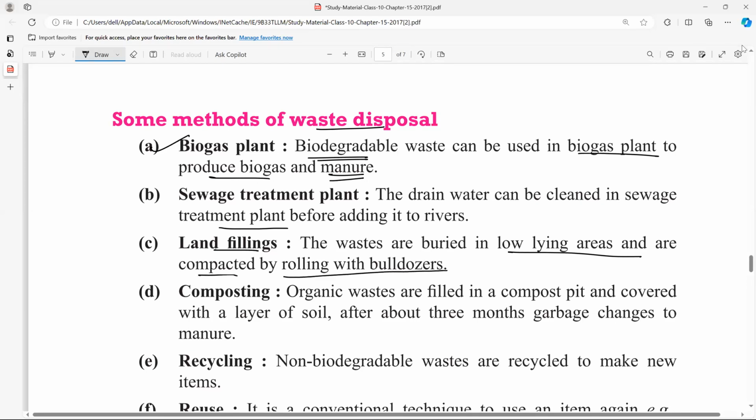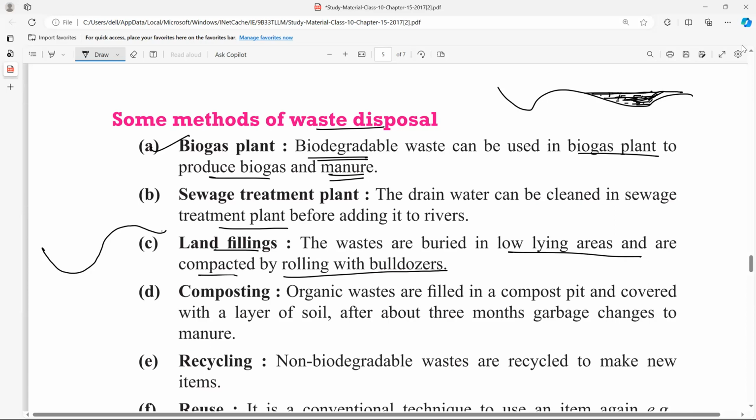Okay, so like we have some areas which are having pits, and then some high altitude areas, like the land is not uniform. So we just fill the waste here, and this will be filled up, and this will level the ground. So we can simply say that in landfilling, the waste is buried in low-lying areas and compacted by rolling. When we press it, it gets compacted, and it will fill the area.